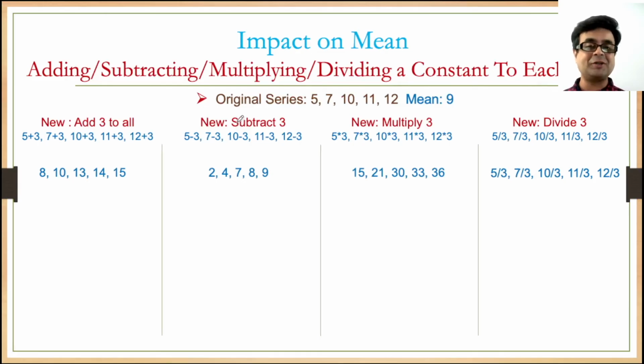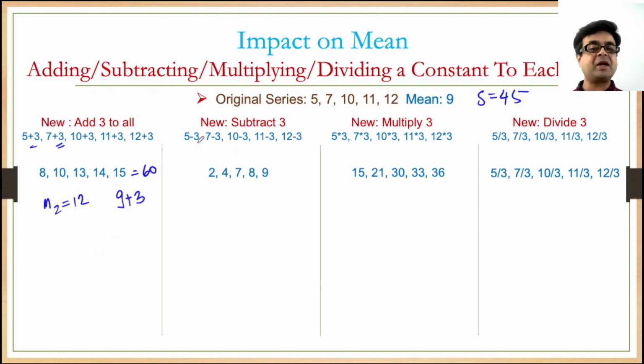However, this is not all. There could be other manipulations that can be done to the original series, and that could also impact the mean, and let's look at that. Again, my original series is the same as before, my mean being 9 and my sum being 45. In the first case, I am adding 3 to all the numbers in the series, so 5 plus 3, 7 plus 3, and so on, which gives me a new sum of 60, which brings my new mean to 12, which is actually nothing more than 9 plus 3, so original mean plus 3.